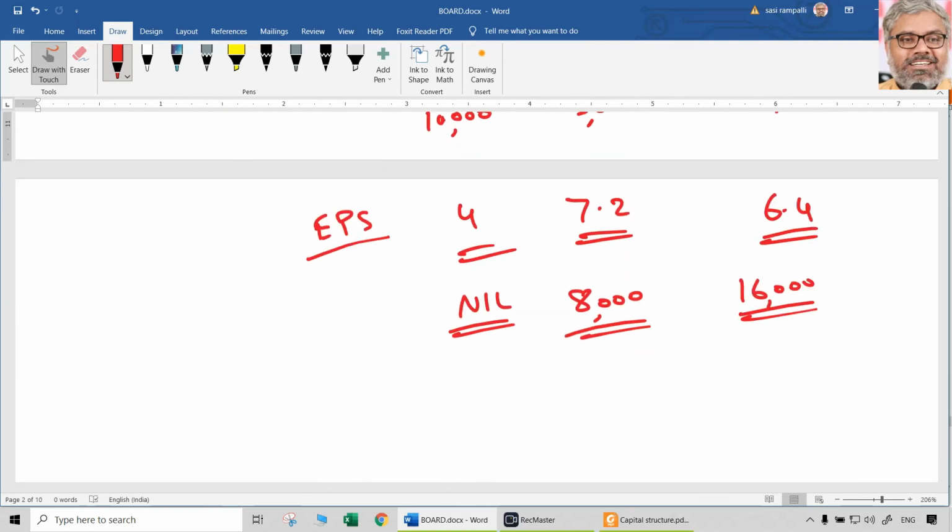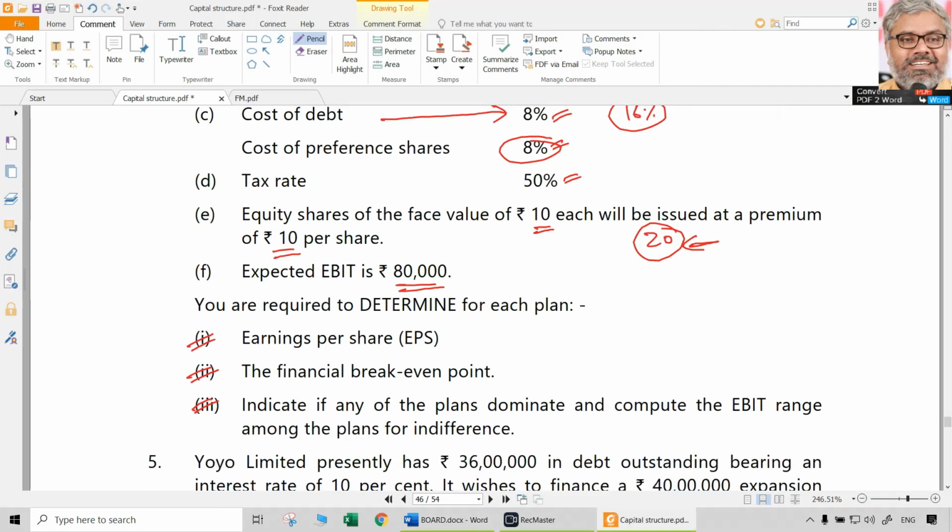So point is, in plan A, if the company gets a 0 operating income also, there is no problem. Still there will be no profit, no loss. In plan B, it has to get 8,000 profit EBIT so that the final profit figure will be 0. Whereas in plan C, the income or EBIT that is supposed to be earned by the company will be 16,000. Then only the final profit will be 0. EPS will be also 0 in that case. That is financial break-even point.